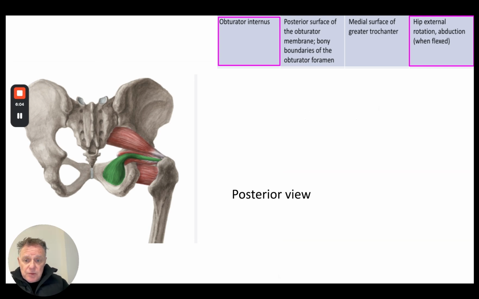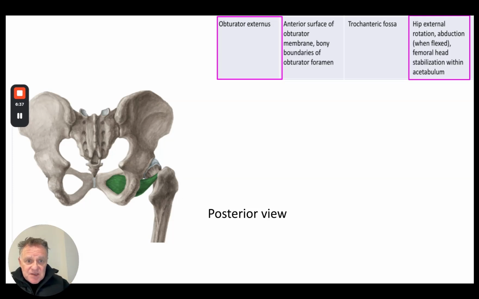All right, so there's obturator internus there, so it's a posterior surface of the obturator membrane. Now remember, this is the obturator foramen, this is a posterior view, and so the obturator internus actually inserts to the internal aspect of the obturator foramen and then goes out to the greater trochanter. As a result, you can see when it contracts, it's going to externally rotate the femur, and it's also going to abduct the femur as well.